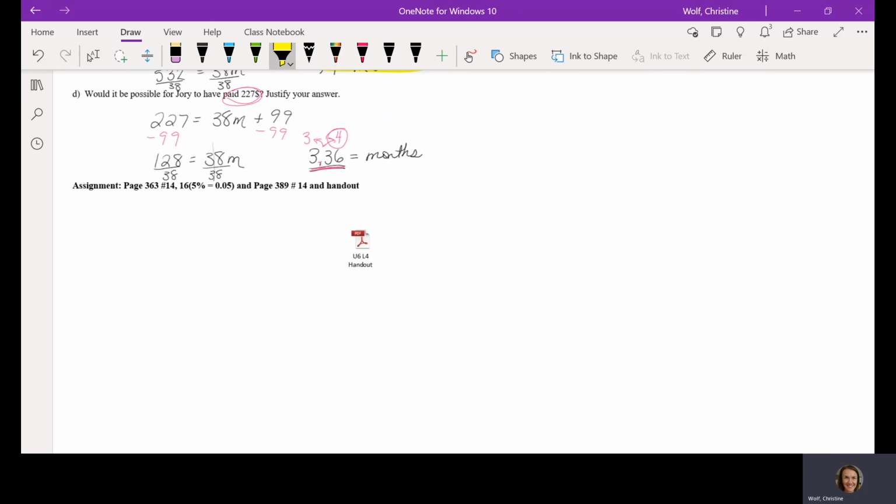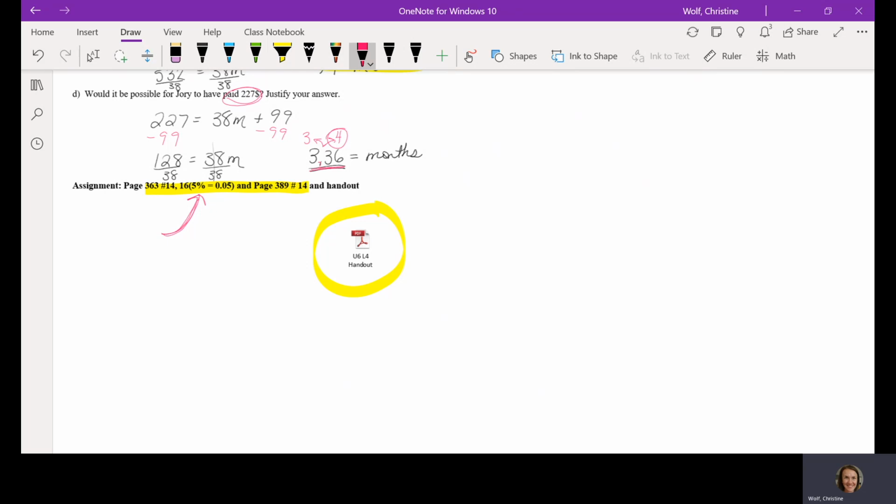For the assignment, it's in 2 parts. So you have 3 textbook questions: number 14 and 16 on page 363, and also page 389, number 14. And then also I gave you guys this handout. Just a little hint, when you are tackling this question here, which is number 16 on page 363, it talks about 5%.